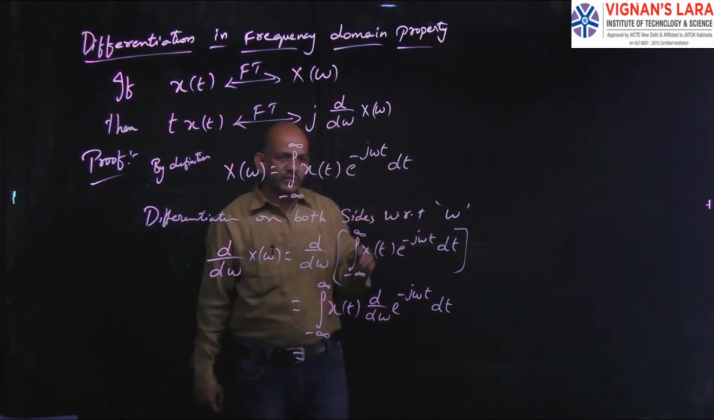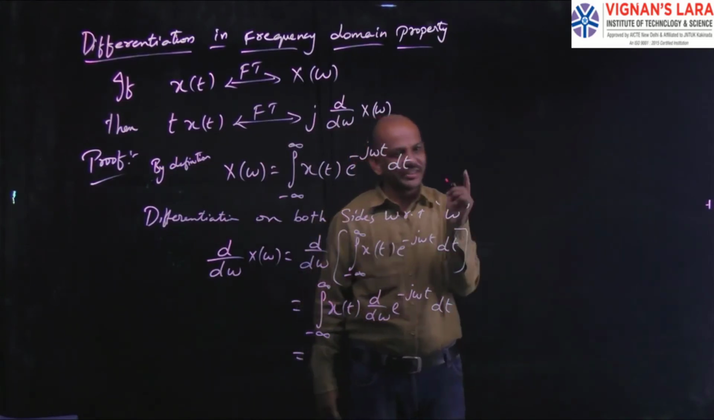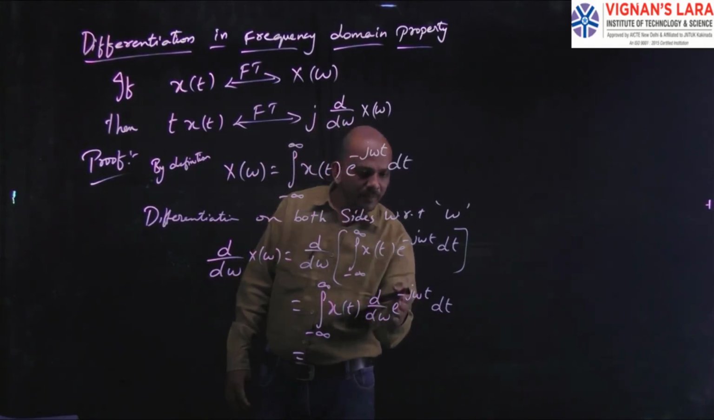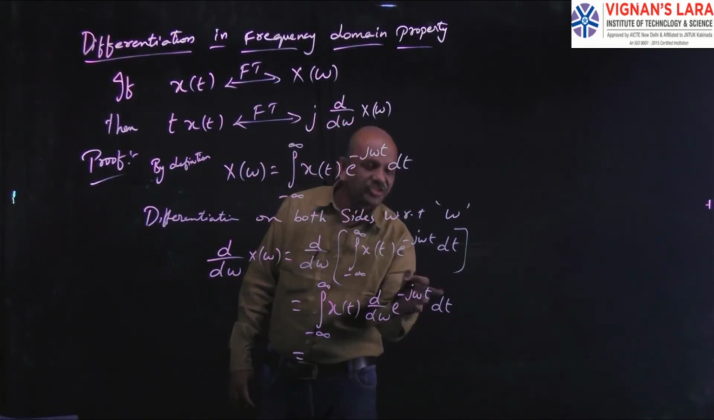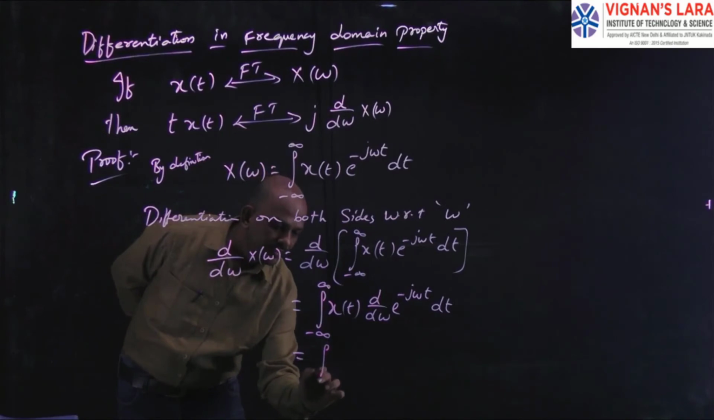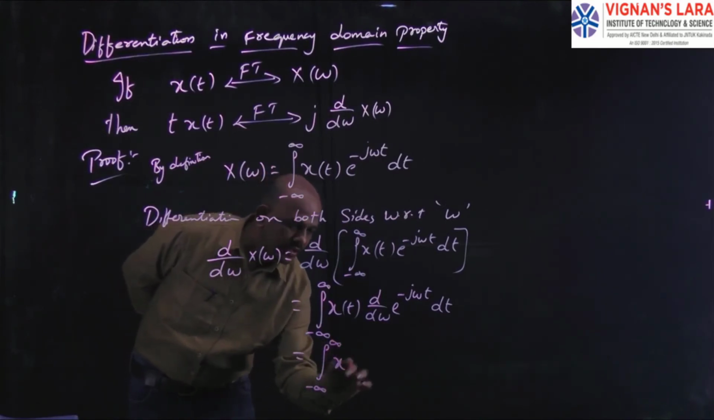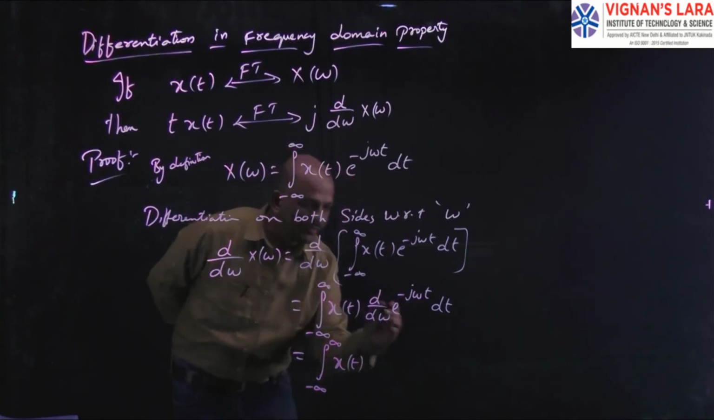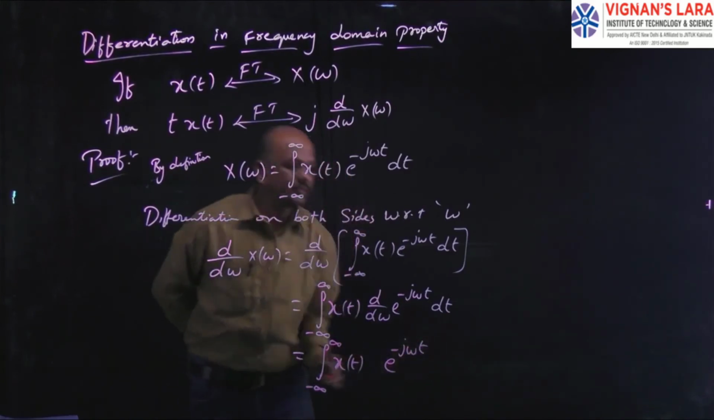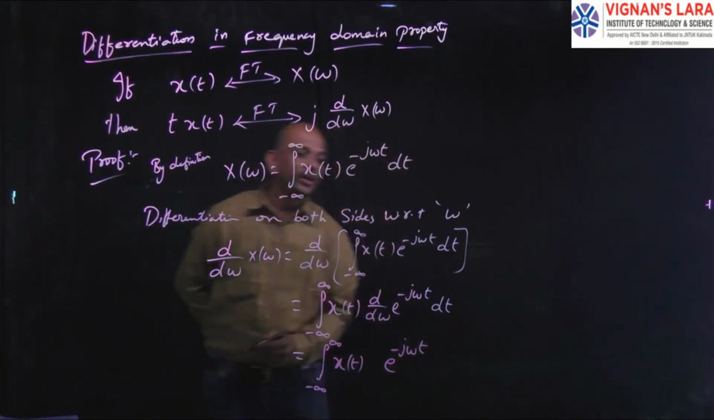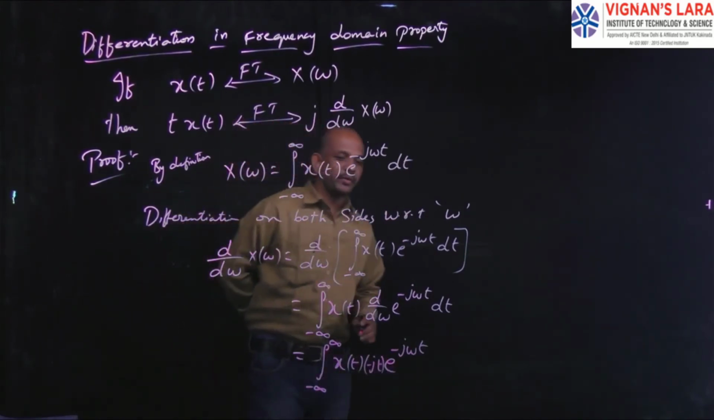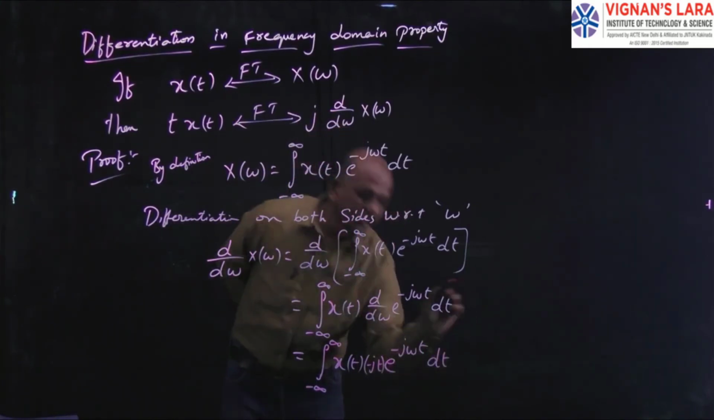So e power 2x, differentiation is e power 2x into 2. So here I am differentiating with respect to omega. So e power minus j omega t into this, minus jt. So simply I can write like this: integral minus infinity to infinity x of t. If you go for the differentiation of this one, I will get e power minus j omega t into nothing much, minus jt. So you can write like this: minus jt into e power minus j omega t dt.